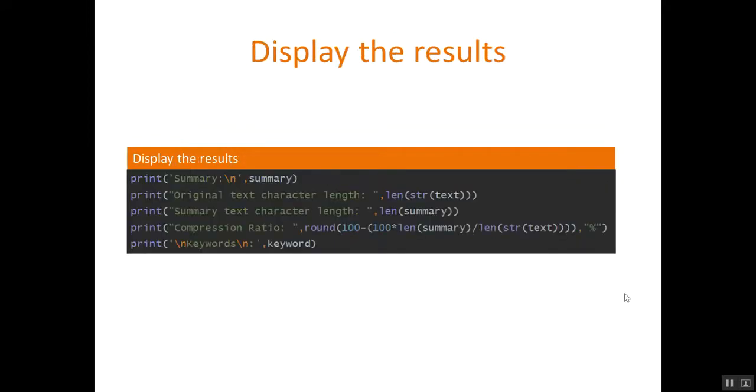And the next will be displaying the results. So here we'll be displaying the summary, and then here I have displayed some of the metrics that will help us in understanding the compression ratio. Here we are finding the length of the original text, and the length of the summary, and we are calculating the percentage of how much is compressed. Here we are not finding the number of words in the given text, we are finding the number of characters.